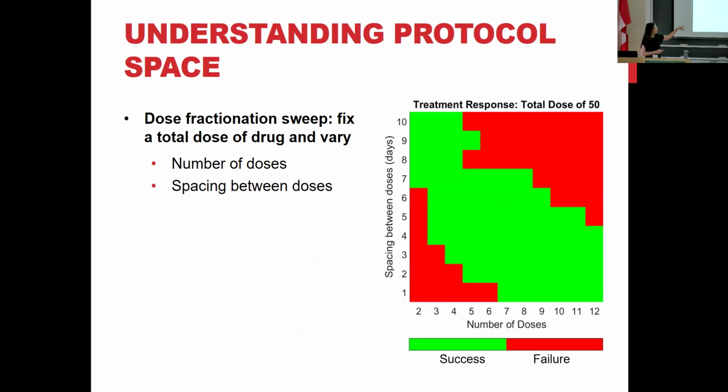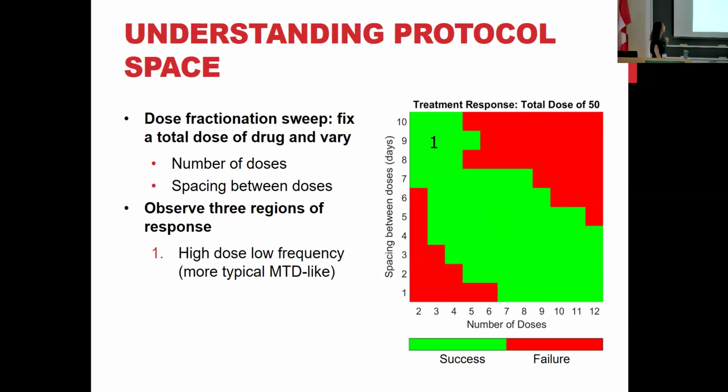So when the number of doses is very low, you're getting a very high dose, and reverse on the other side. So we found 3 regions of space colored in green where the model predicts that you're going to have a complete responder to the therapy.